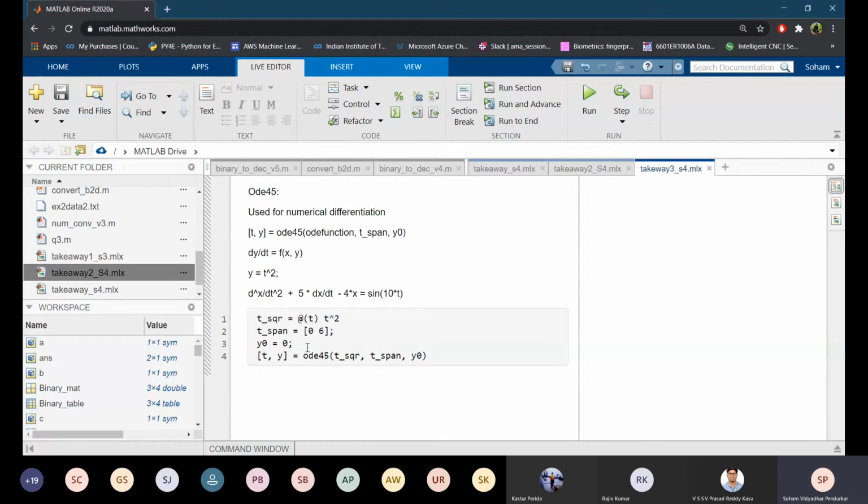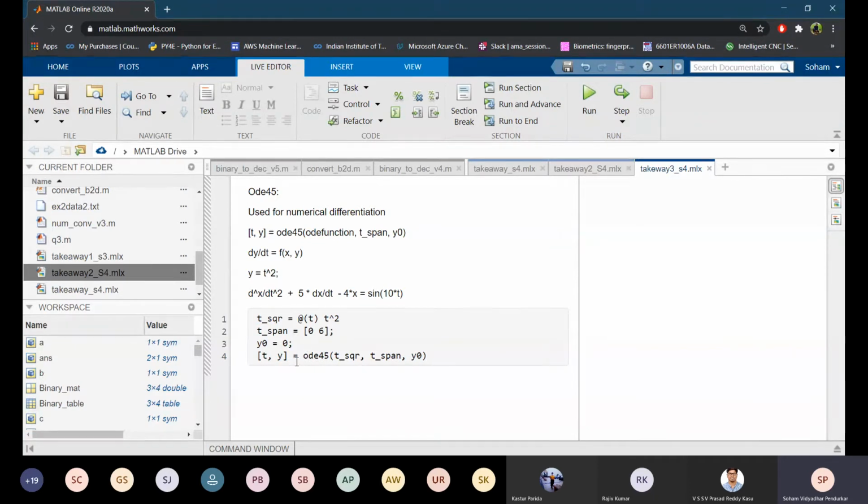So what happens, you know that y and t, these are two. t is the independent variable and y is dependent on it. So when ODE45 is solved, it creates a y vector which contains the values of the differential equation computed by it at different times t. I hope you're mathematically aware of this.